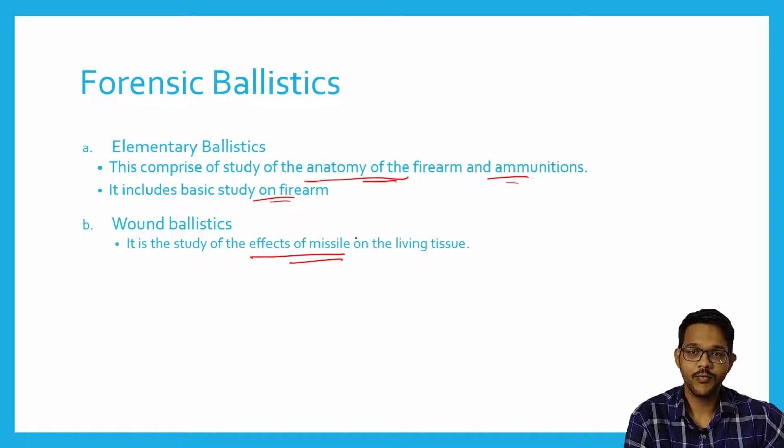So what type of wound the firearm creates, at what range of weapon what type of wound is created, what type of wound it inflicts on the living tissue is all studied under wound ballistics. It also depends on what type of weapon is fired. By a rifle, what type of wound is produced; by a shotgun, what type of wound is produced. It's all studied under wound ballistics.